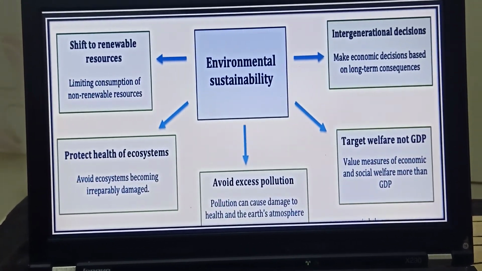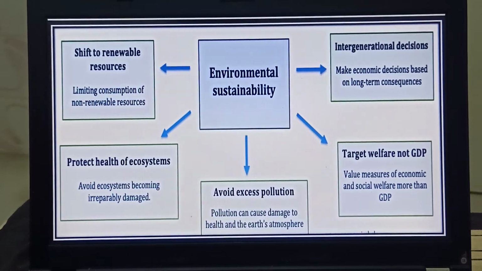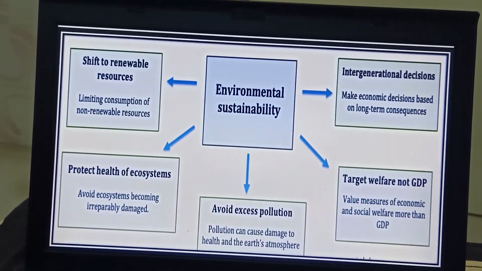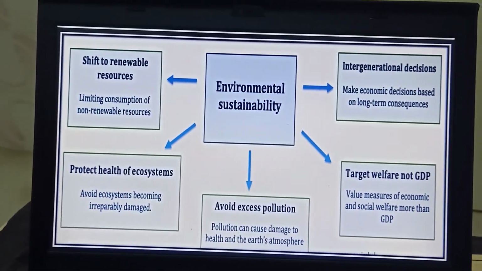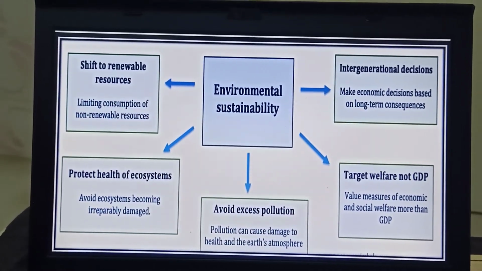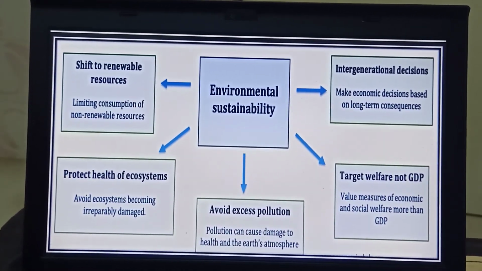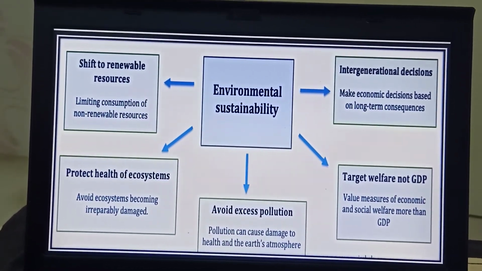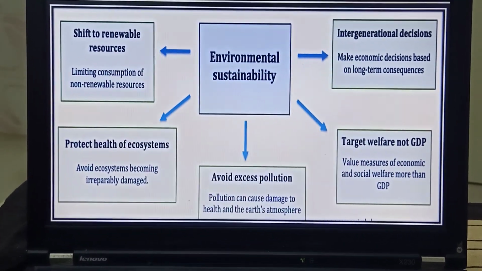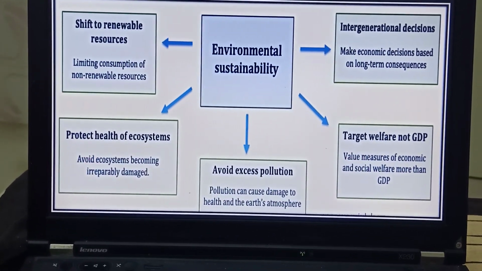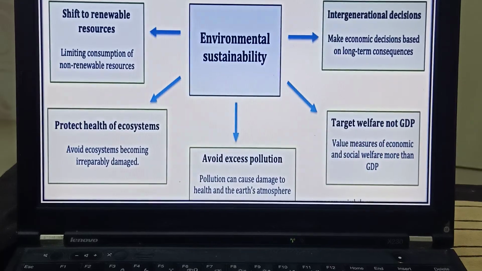So, the main features of sustainable development are: it respects and cares for all kinds of life forms. It improves the quality of human life. It also minimizes the depletion of natural resources and it helps in enabling communities to care for their own environment.